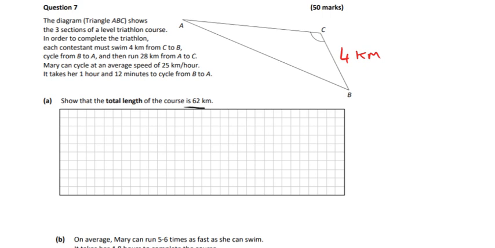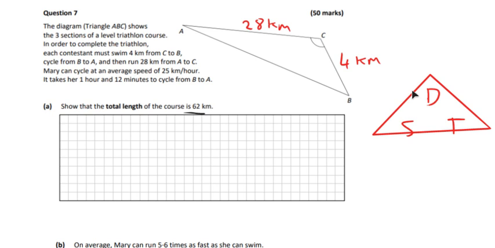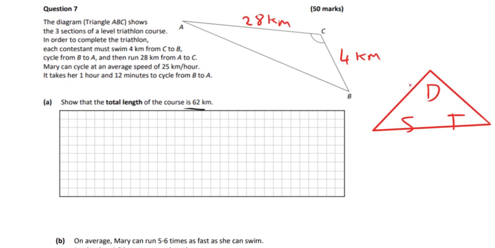Then we're missing the bit from B to A for now, and then the bit from A to C is 28 kilometers. So 28 kilometers from A to C. And it gives us what we need then. So you'll know from the DST triangle that distance is speed multiplied by time. So what we need to just do here is the distance. So the speed, we just need to do the speed multiplied by the time for the cycle.